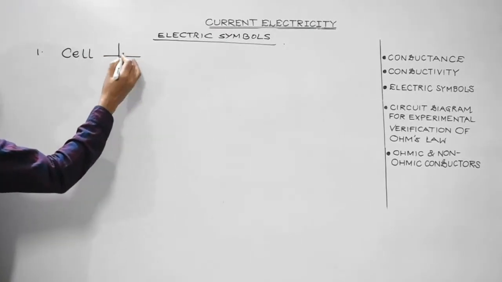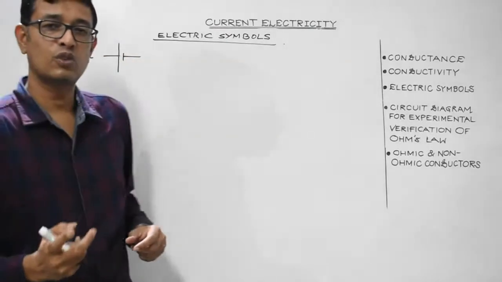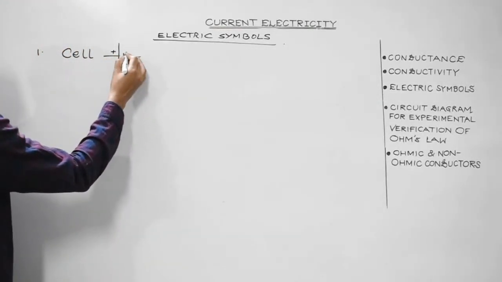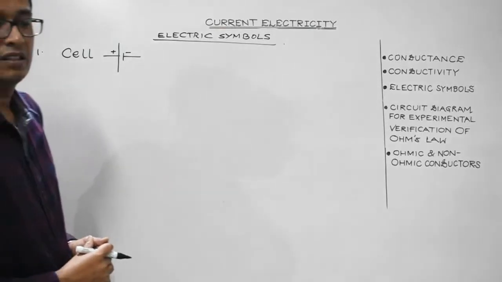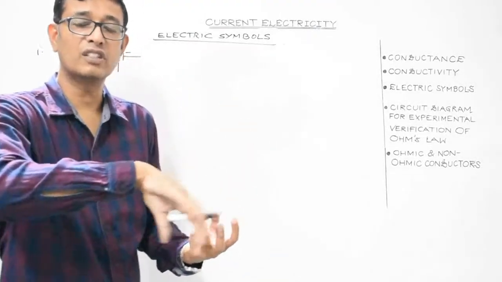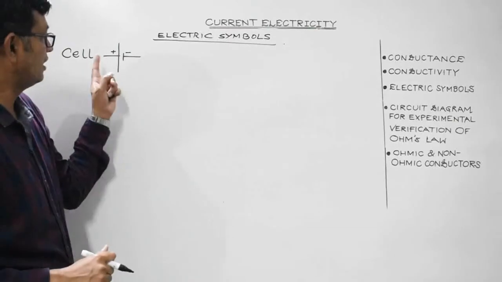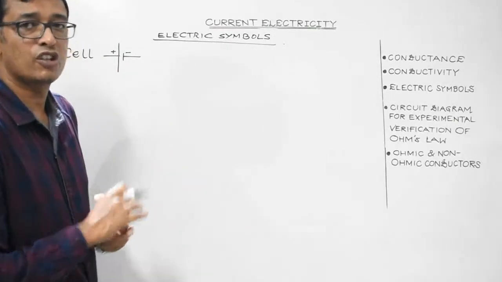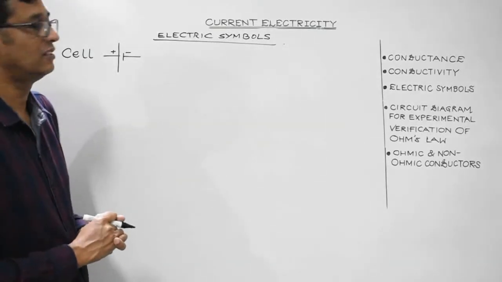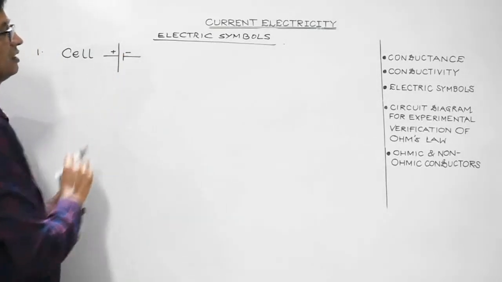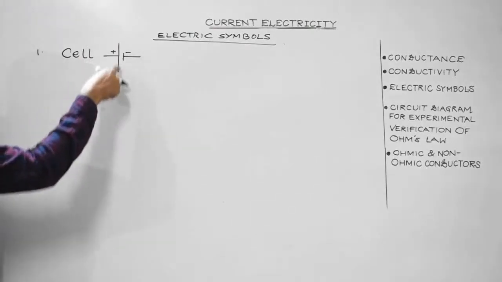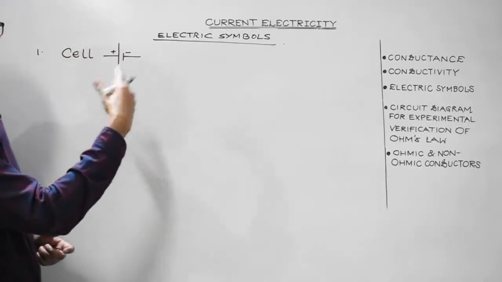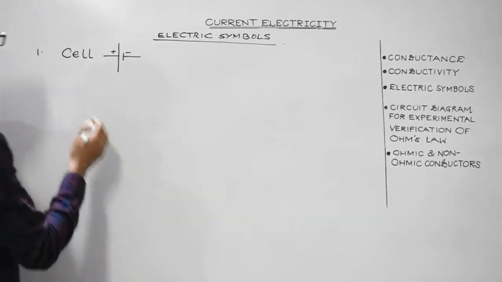And as I have told you earlier, it consists of two electrodes, one is anode and the other one is cathode. One acts as the positive terminal, the other acts as the negative terminal. And chemical energy is stored, and later on it is converted into electrical energy. And it is used to provide a constant potential difference across the ends of the conductor, right? So this is the symbol of a cell. The longer line will represent the higher potential, the shorter parallel line will represent the lower potential.